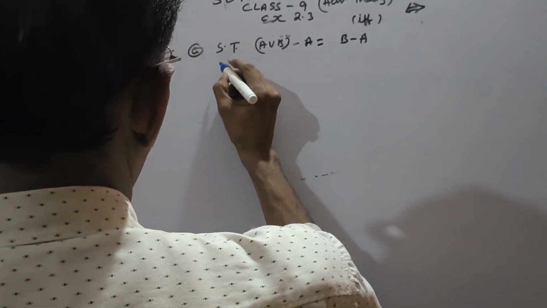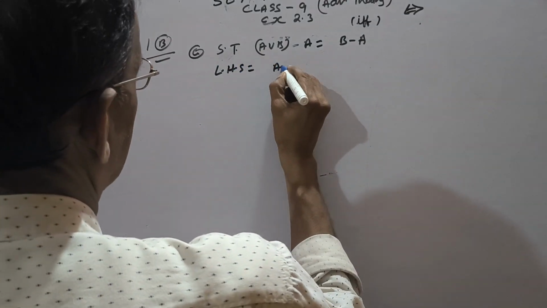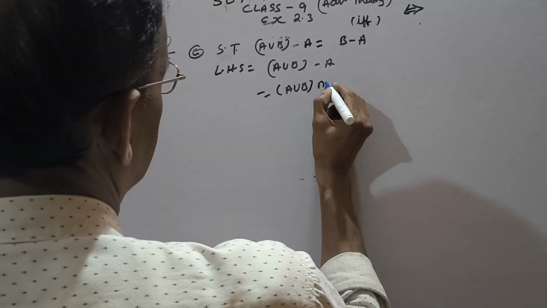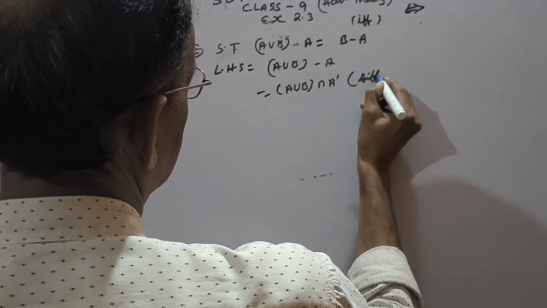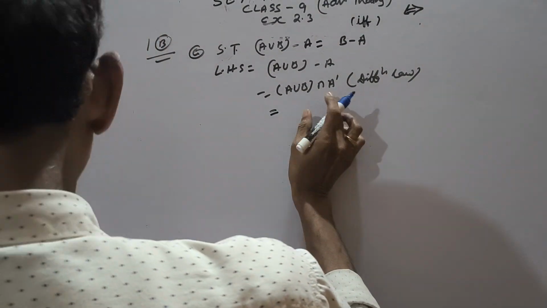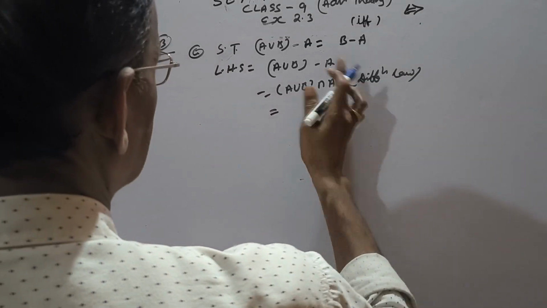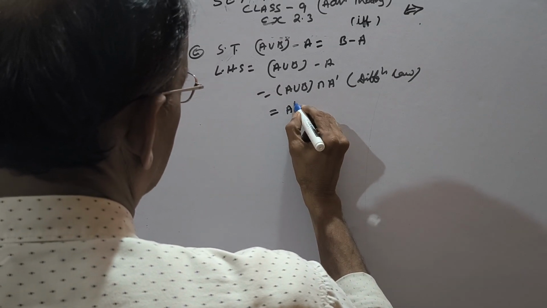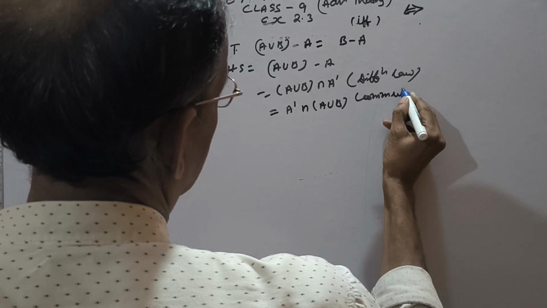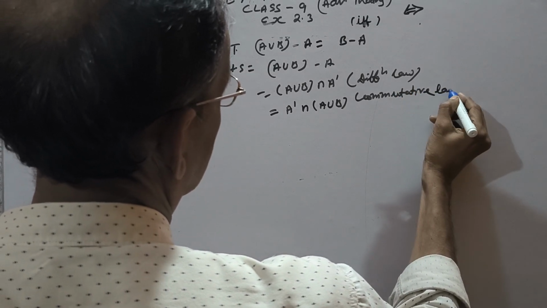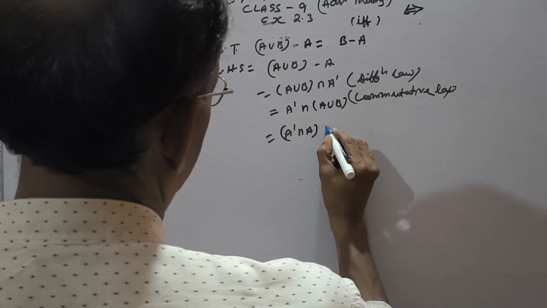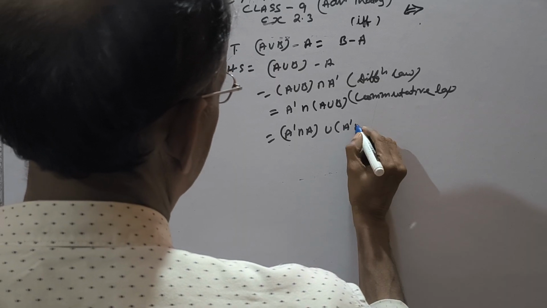So take the left hand side: A union B minus A. Then A union B intersection A complement. You know this is called the difference law. We have used it so many times in the previous class also. Now we can write by commutative law, better to write this: A complement intersection A union B. This is the commutative law. Now you can distribute: A complement intersection A union A complement intersection B.